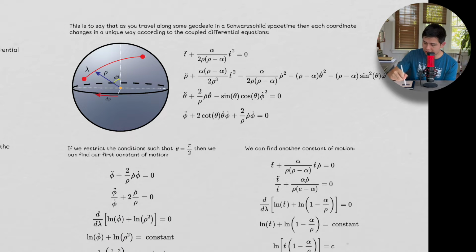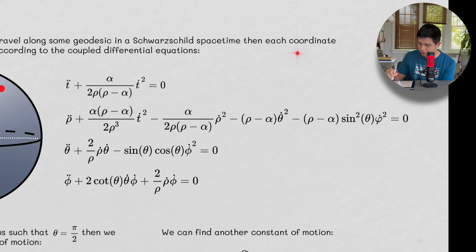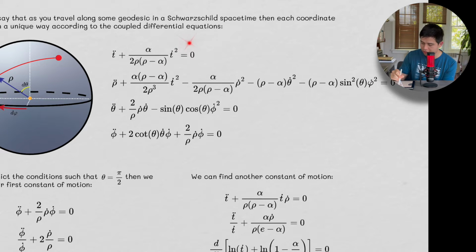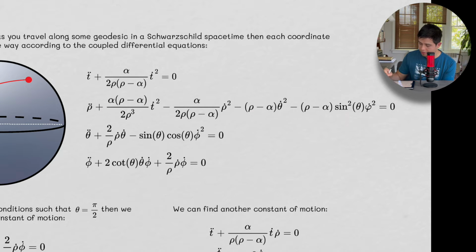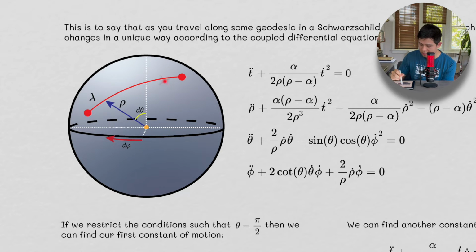So this is all to say, I'm just going to reiterate the point really quick, that along some geodesic in Schwarzschild spacetime, each coordinate changes in a unique way according to the coupled differential equations. These are the coupled differential equations. These are the things we calculated, this one, and we use the same exact method to calculate this one, and this one.